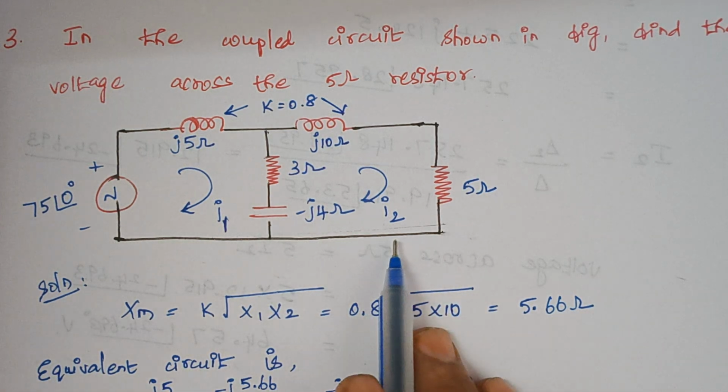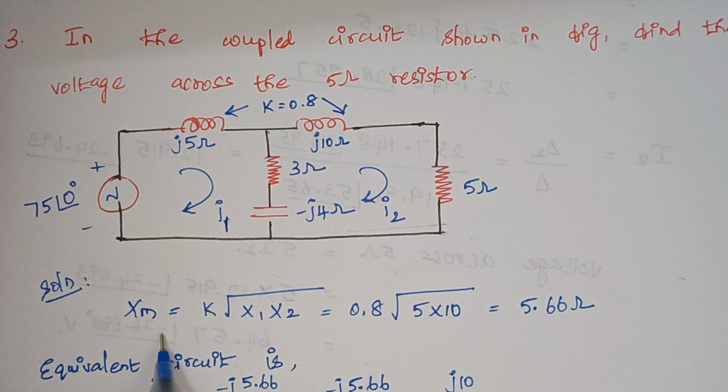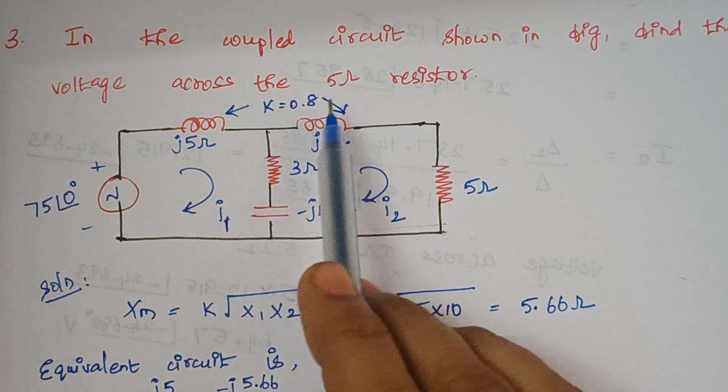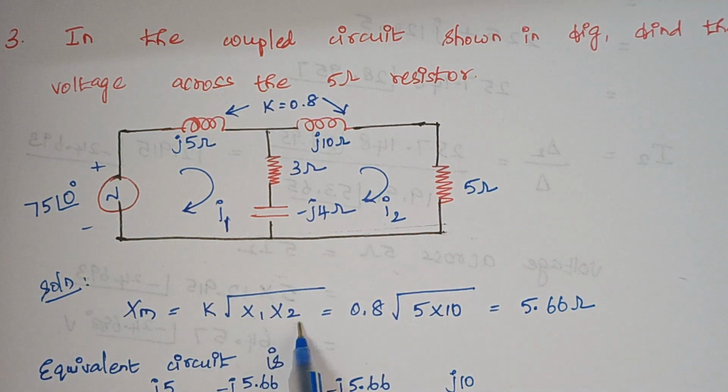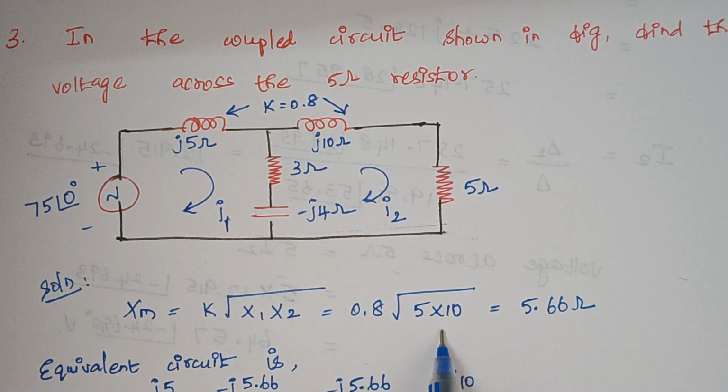So the first step is we are going to calculate the value of mutual reactance here. So the mutual reactance is given by k into root of x1, x2. So the value of k is given. The value of x1 and x2 we know. Here it is 5 and 10. So just substitute the values and finally we are having the answer as 5.66 ohms.